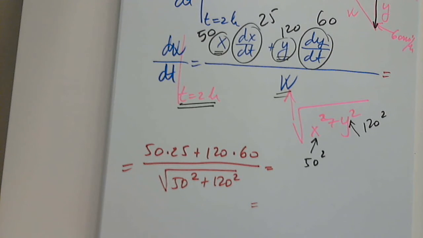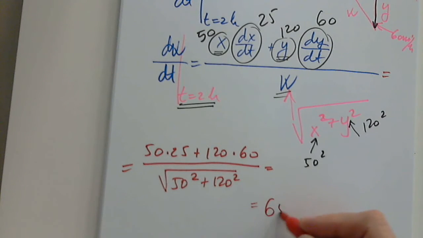So 50 times 25 plus 120 times 60, divided by the square root of, in parentheses, 50 squared. I know what that is, but I'm going to write it like that for now. Plus 120 squared. Close the parenthesis and press enter. So we got 65. Now we have to identify what the measurement unit is here.